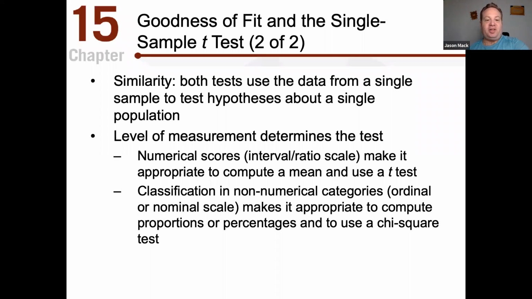The level of measurement determines the test. Numerical scores, interval or ratio scale, make it appropriate to compute a mean and use a t-test. Classification in non-numerical categories, ordinal or nominal scale, makes it appropriate to compute proportions or percentages and to use a chi-square test.